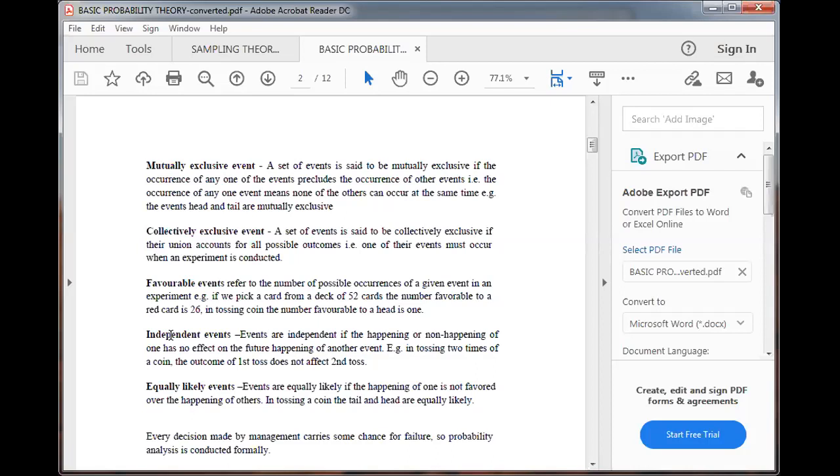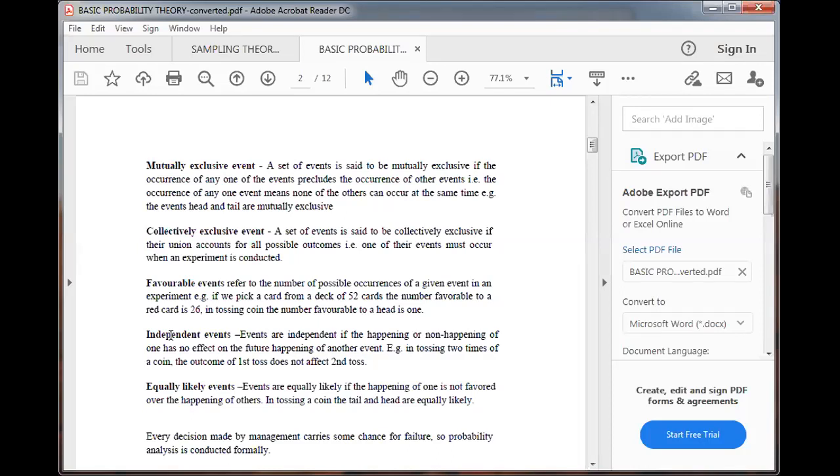As I indicated, they are events where the happening or non-happening of one does not affect the happening or non-happening of the other event. Like if you toss a coin and roll a die, or you toss the coin the first time and the head shows up, it is not going to affect the head showing up in the second tossing. Those are independent events.